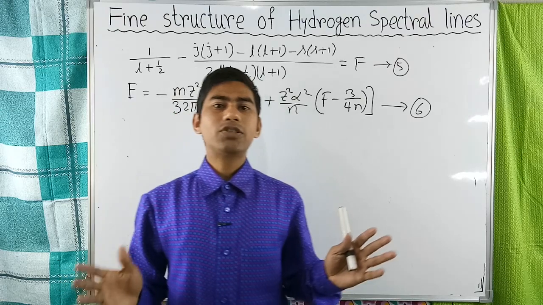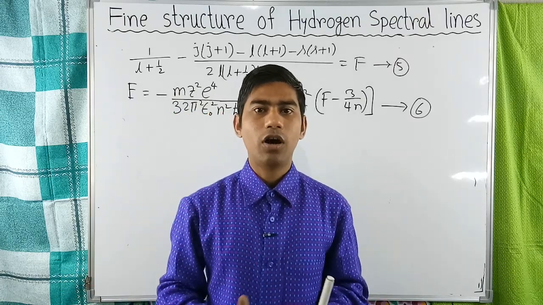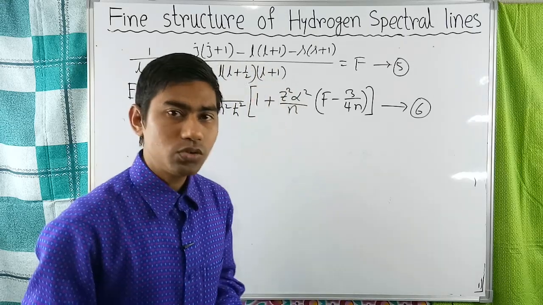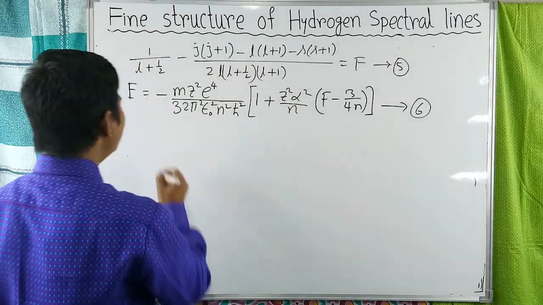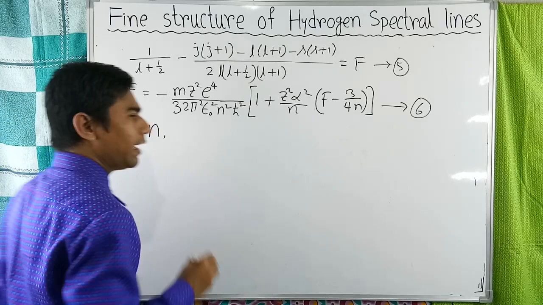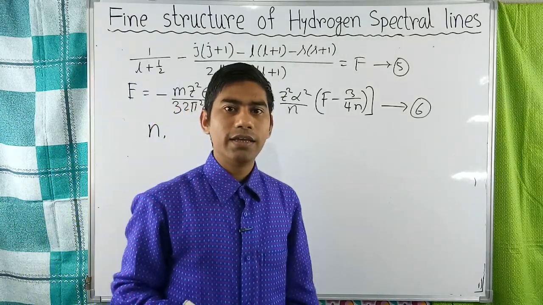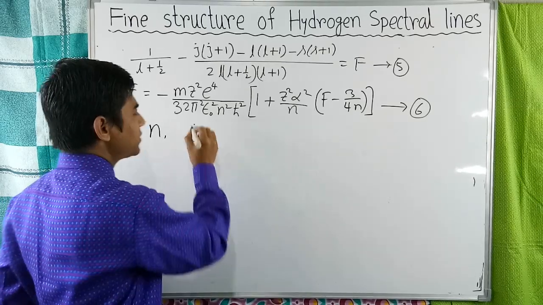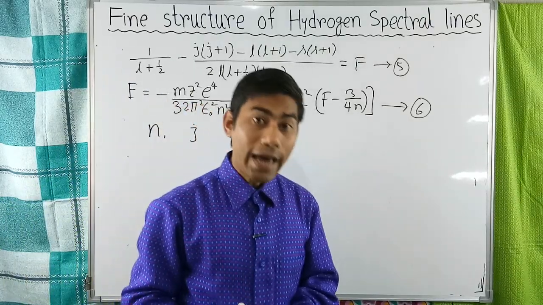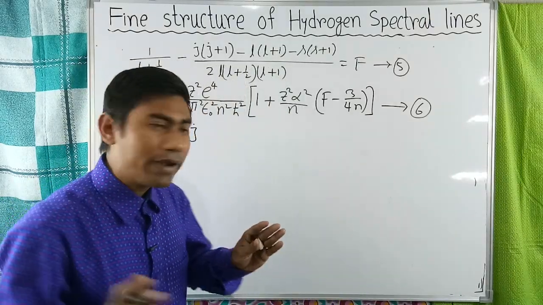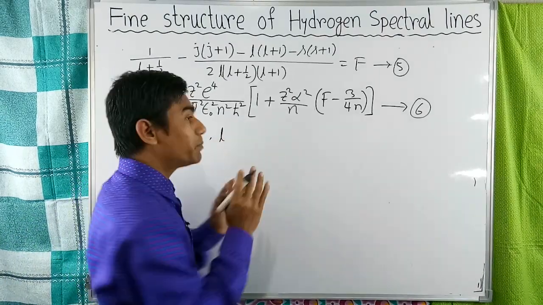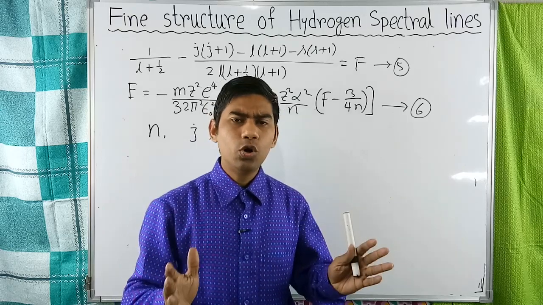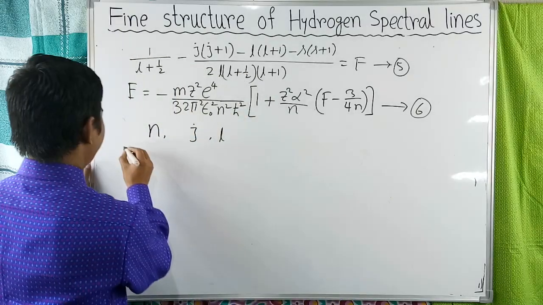Now let us consider two states of the hydrogen-like atom, in which for the two states, for the electron, the principal quantum number n has equal values, the total angular momentum quantum number j has equal values, and the orbital quantum number L has values differing by unity.